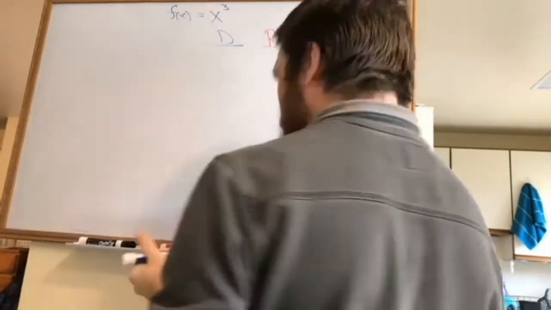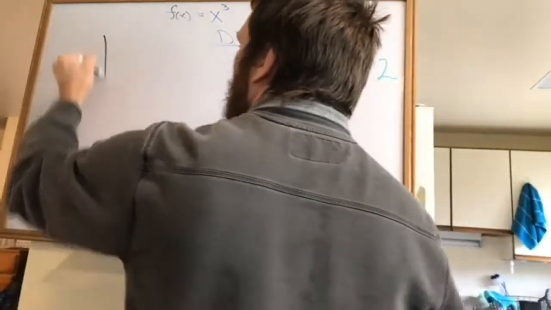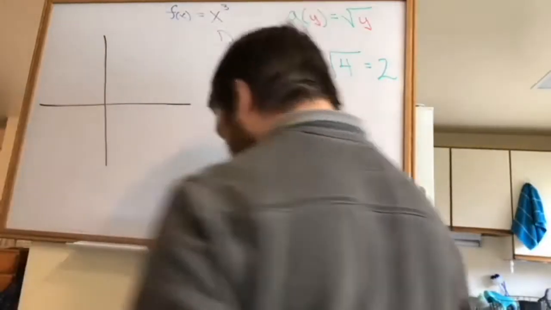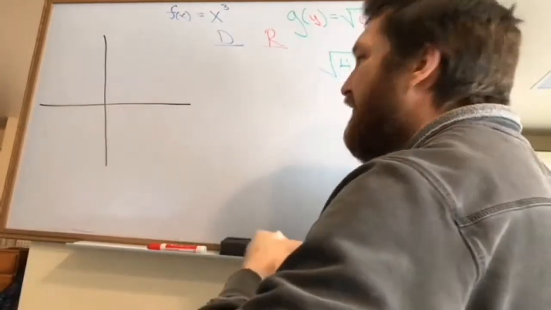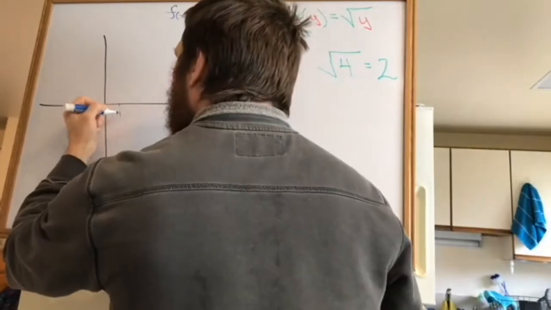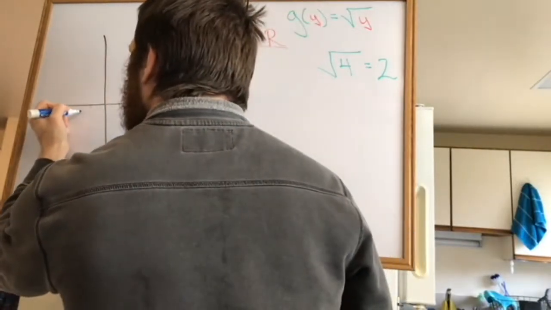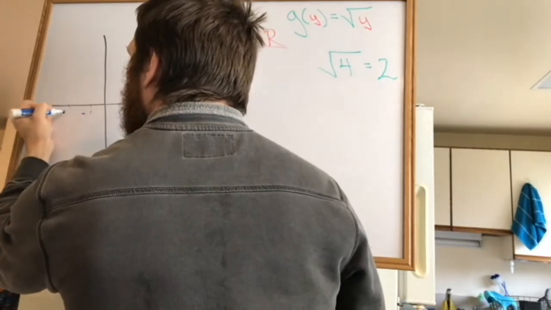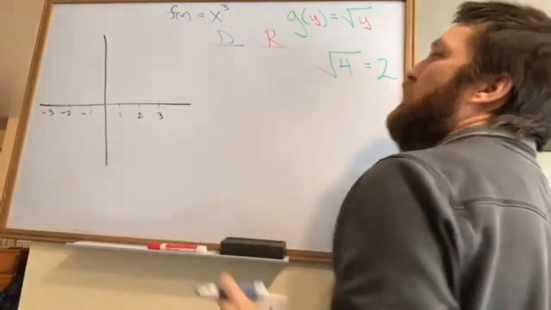Okay. Now, here's something a little bit different. X cubed. Let's think about what x cubed looks like if we were to graph this bad boy. So let's just plug in a few inputs here. We have 1, 2, and 3. And how about -1, -2, and -3? So what's 1 cubed?